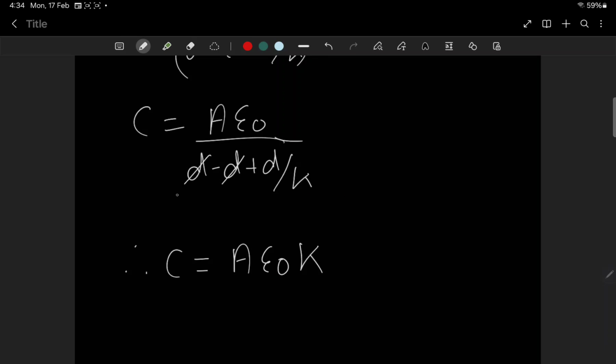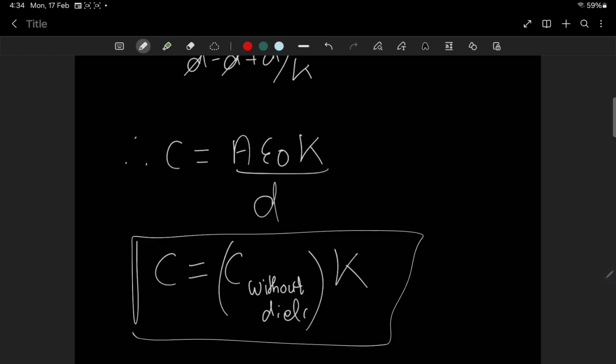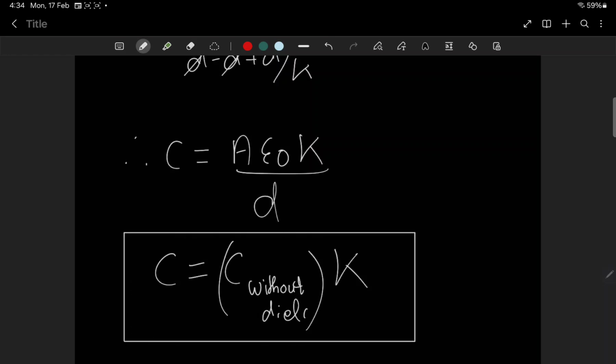From below this will be cancelling. K will be going up by D. So it can be written as what? A epsilon 0 by D is what? Capacitance without dielectric, right? Into what? Dielectric constant. That will be if D is equal to T only. Otherwise you should use the formula that we derived.